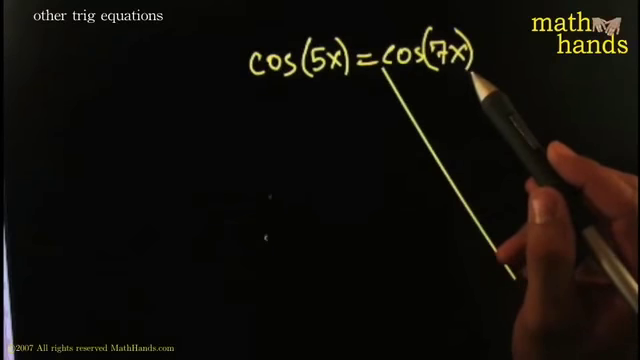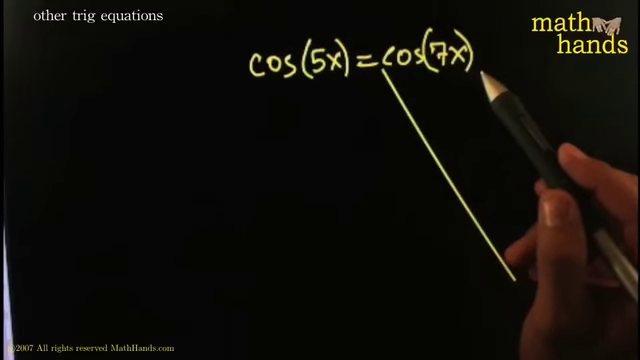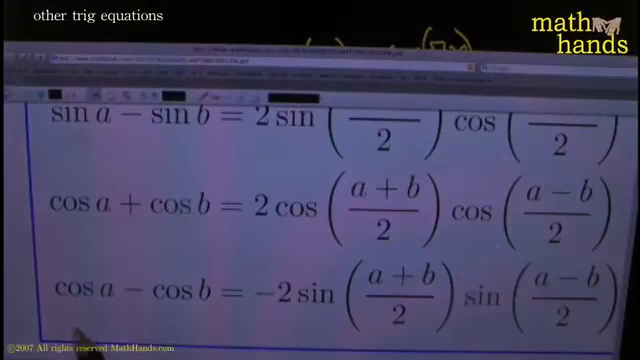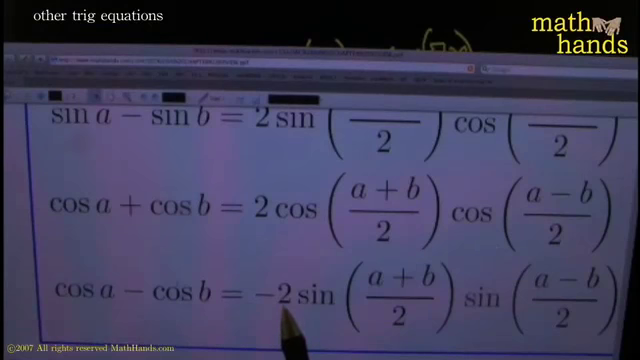On your famous identity sheet, we have something that we could use, I think. Let me see if we can find it. I think it's this one right here. Cosine A minus cosine B is equal to -2 sine of the average of the angles times sine of the difference divided by 2. This is exactly tailor-made for this problem because look, it turns a difference of cosines into a product, and that's exactly what we want.